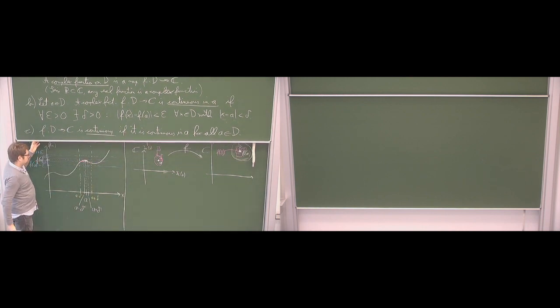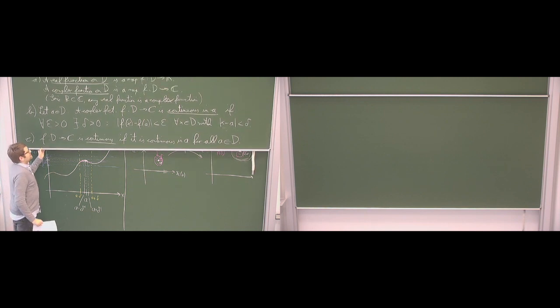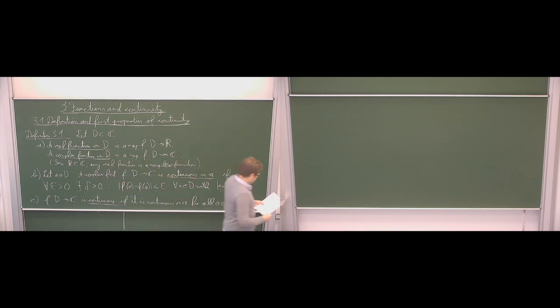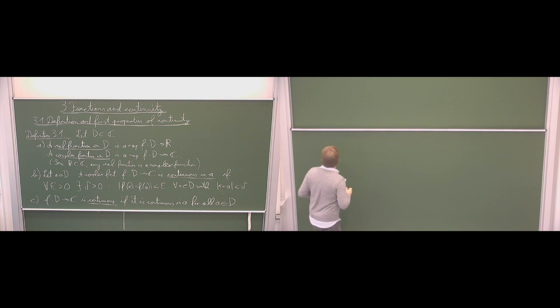Okay, so this was just some heuristics, kind of fancy image, but I want to give you more formal examples. So we just consider some examples where we can really use this definition and check this. So example 3.2. I give you a trivial one, a simple one, and a complicated one. Okay, first of all, the trivial one.